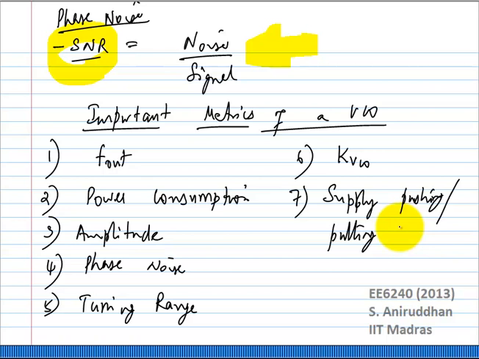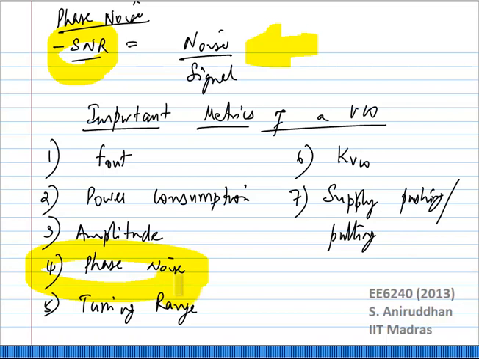Okay, so let us stop here, and over the next couple of classes we'll look at phase noise in a lot of detail. Our next couple of classes is going to be devoted to that, because we have more or less looked at many of the other things. We have looked at the tuning range, right? There's not much to it. Amplitude we have looked at in a lot of detail. KVCO you will look at it when you actually design PLLs.